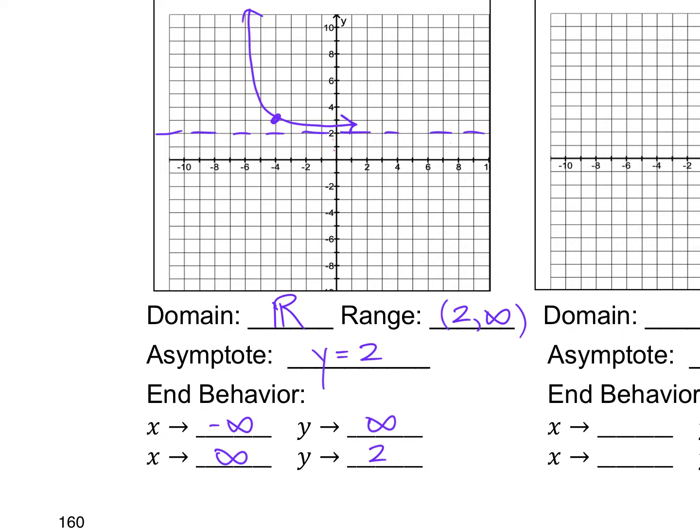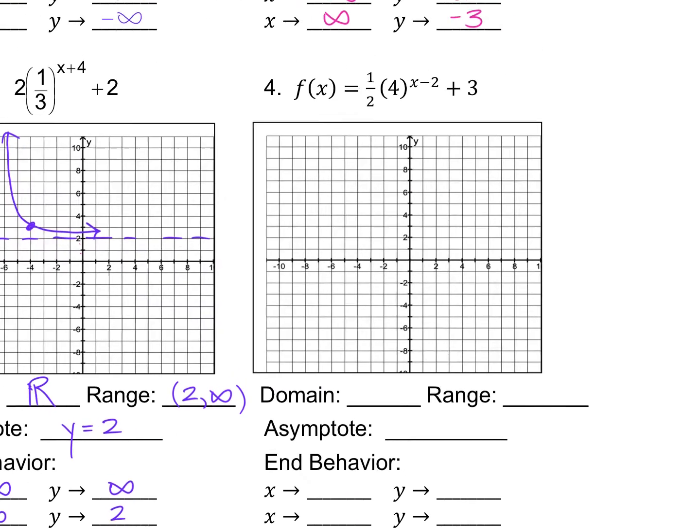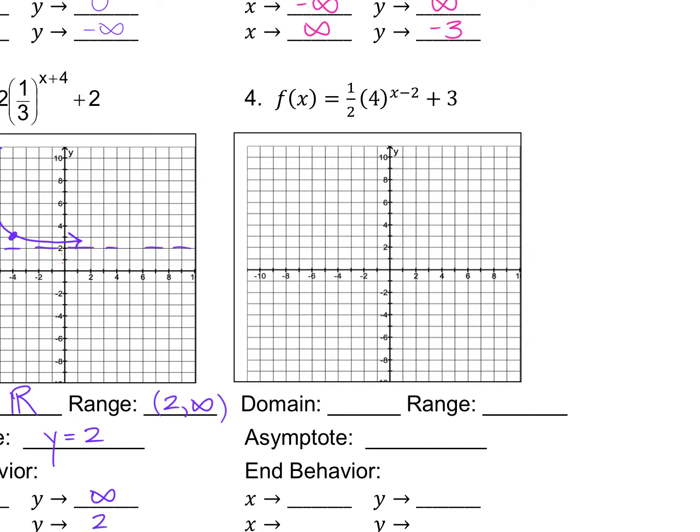How we feel about it so far? Good, easy? All right, what's the base in 4? 4. So is it increasing or decreasing to start with? Increasing. All right, see if you can get the whole way through that one. I have a domain for that one of all real numbers, a range of 3 to infinity, an asymptote at y equals 3.